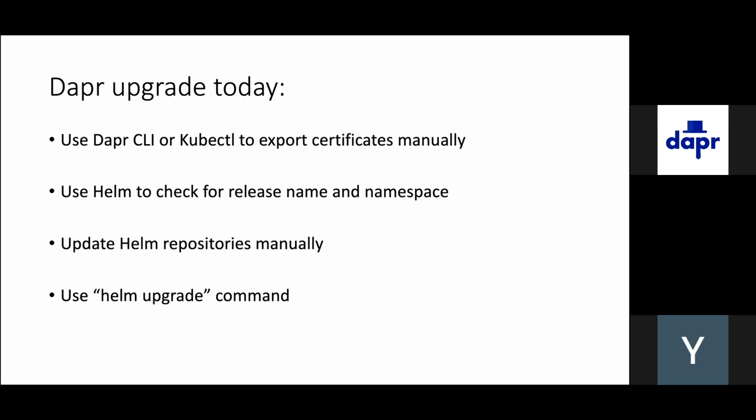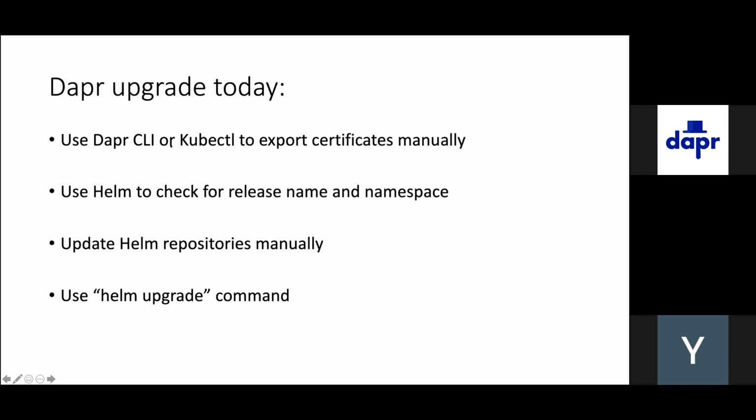So the upgrade process for Dapr today is, I don't know if you've seen our docs, we have it listed out, but basically just to sum it up, you start by using the Dapr CLI or kubectl to export your certificates, because Dapr uses TLS certificates and we don't want Helm to blast those when we upgrade. We basically need to save them and give them to Helm when we do the upgrade process. And that ends up with a really, really long CLI command.